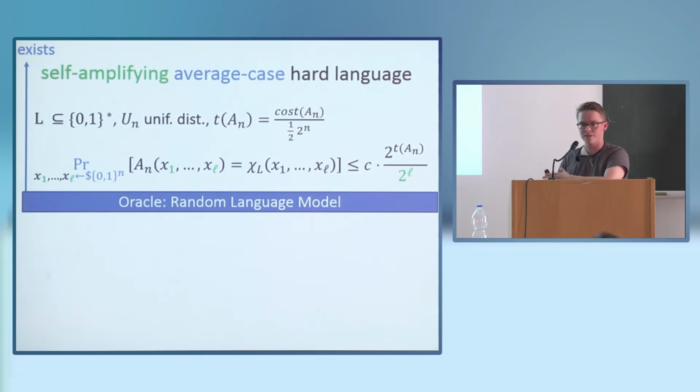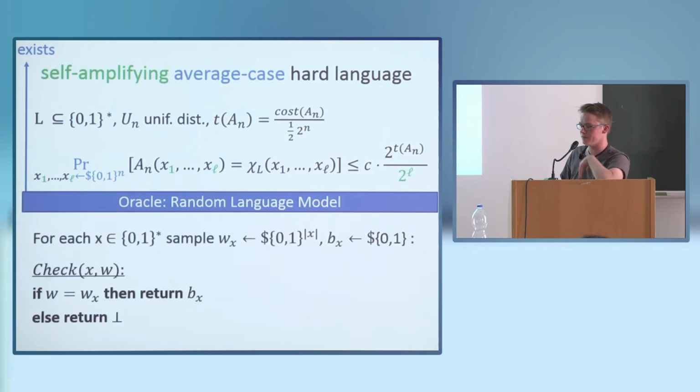So for one-way functions, we usually go for a random function model. Now here we go for a random language model. So what is this natural hard random language? For each string you sample a witness and you sample a random bit. And you have a check oracle that if you hit the witness, it tells you whether it's in the language or not, and else the oracle returns what. Because the witness is valid for 0 and 1, this is a language in NP intersected coNP. And this makes the analysis much easier because you don't have to distinguish between what you learn from check returning 0 and check returning 1.